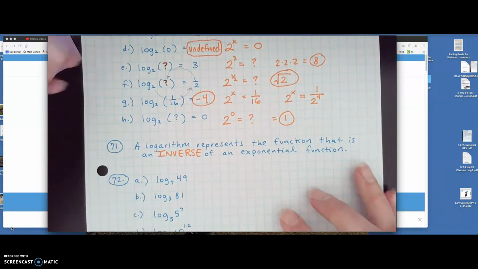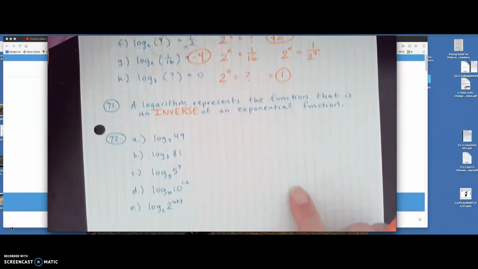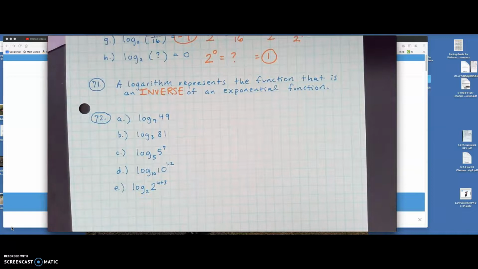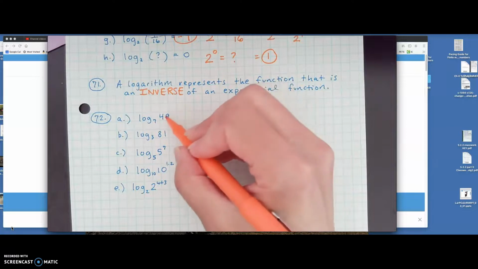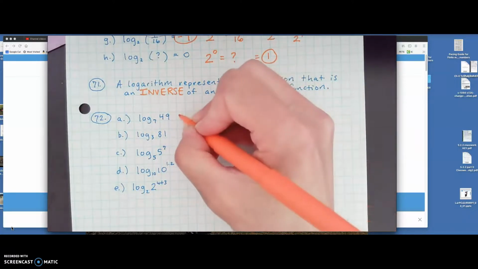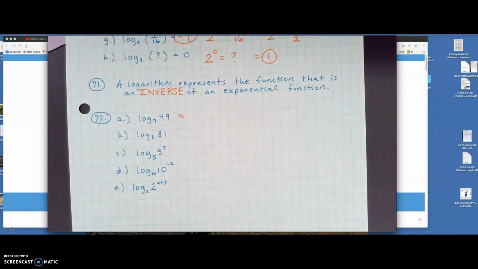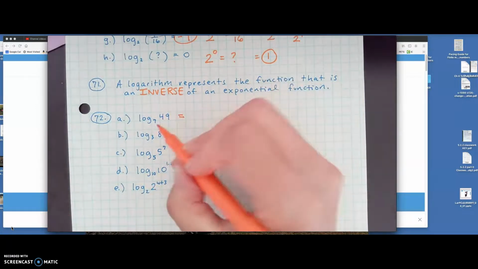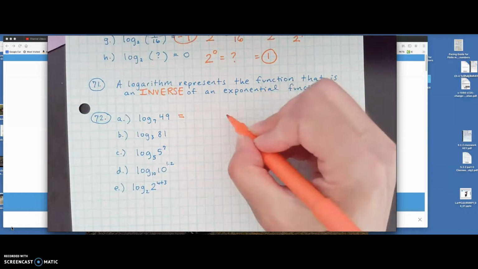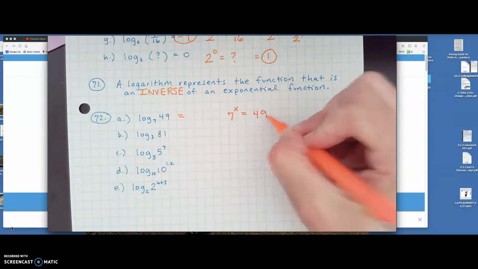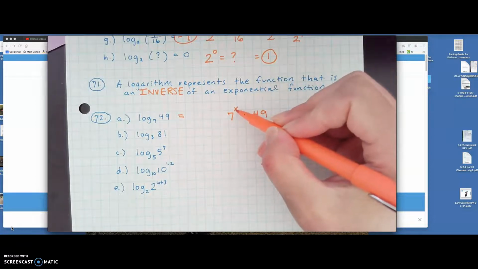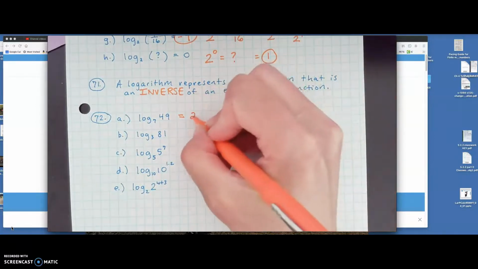All right, so just a couple more A through E on number 72. See if you can try these on your own. So you're going to say, okay, 7 to the what power is going to equal 49? What does log base 7 of 49 equal? You are not supposed to do these in your calculator. I was only showing you so we could check it. Okay, so 7 to the what power, I'll just call it x, is going to equal 49. So hopefully you figured out that that would be 2, because 7 squared is 49.